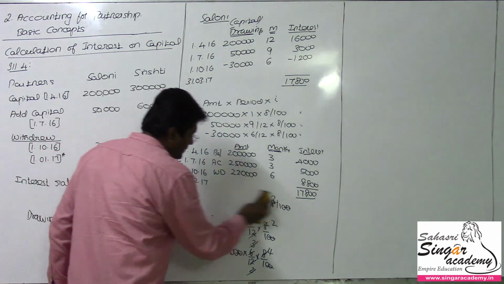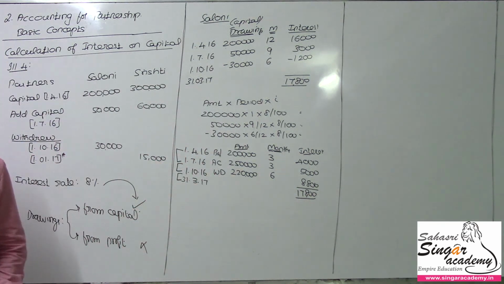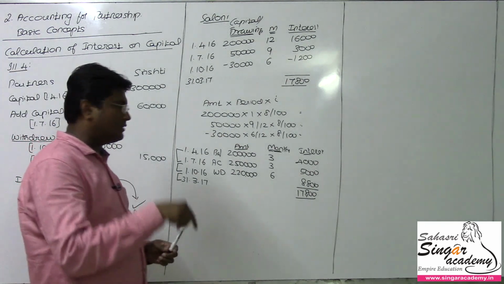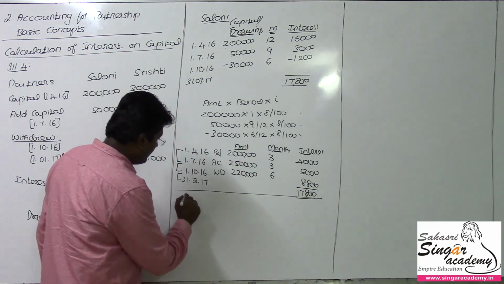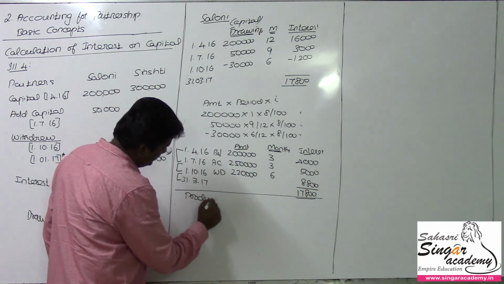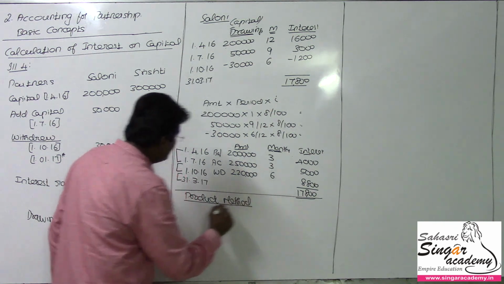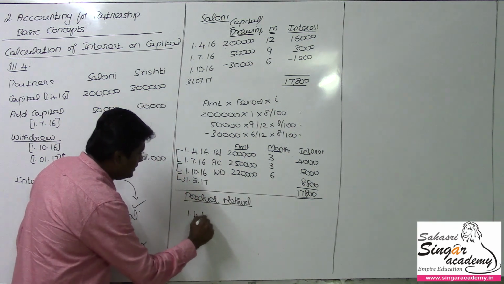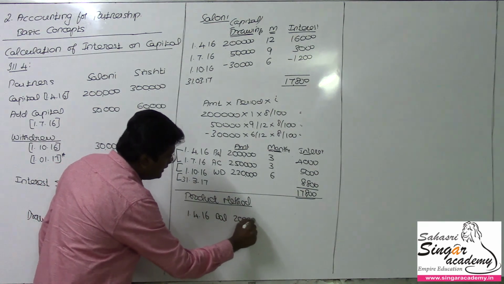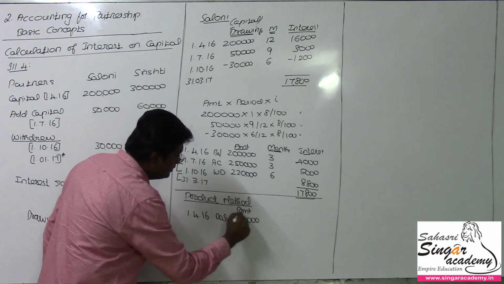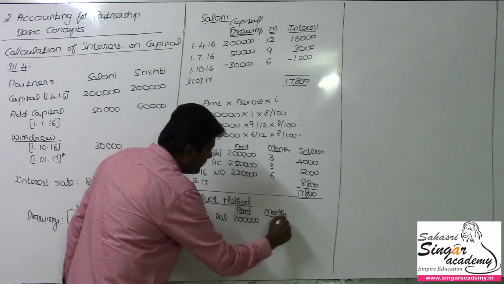So under the product method, I am going to multiply the amount available in the balance sheet as a capital with the number of months that such amount is available. Let's see here. I am going to solve under the product method. Under the product method, 1/4/16 balance available is 2 lakhs. This is the amount available for how many months? 3 months.